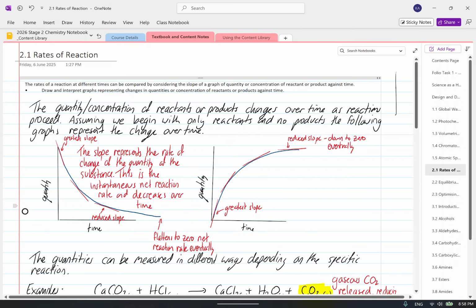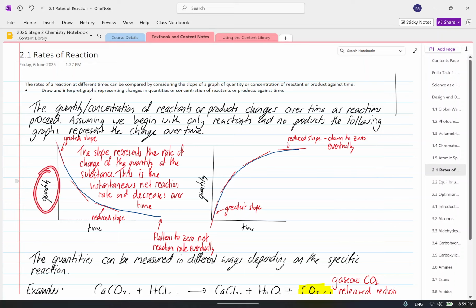Hi, Year 12s. So we're up to subtopic 2.1, rates of reaction. And the first thing we're going to be looking at is the interpretation of graphs, specifically graphs that show the quantity of a substance, a reactant, or a product, over time. Now, these two graphs here, they are assuming that we start with all reactant and no product.